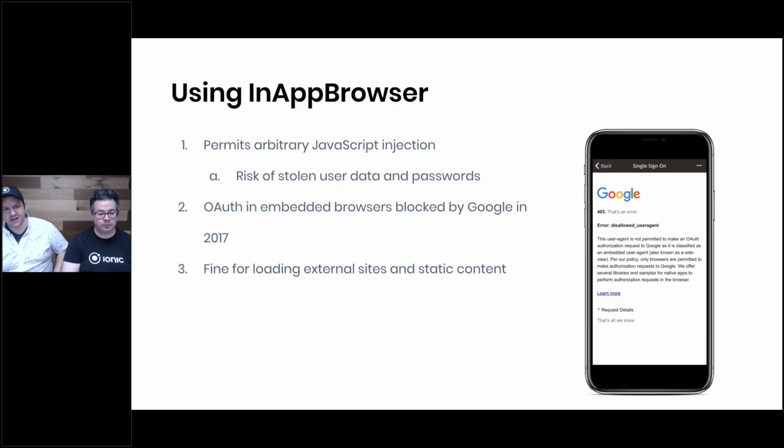But the in-app browser is good for loading external sites that are static content, terms of service pages you might have embedded in your application, anything like that. It's just not intended for these sort of OAuth flows.